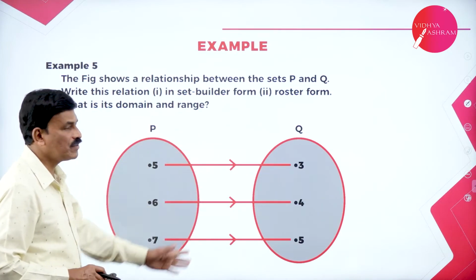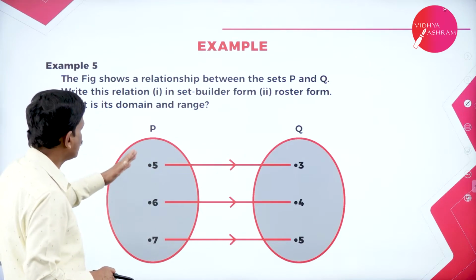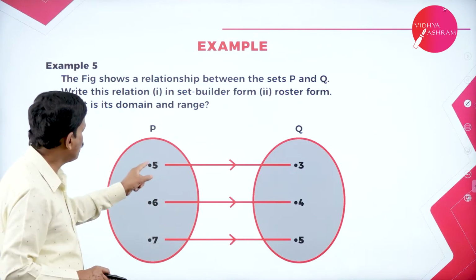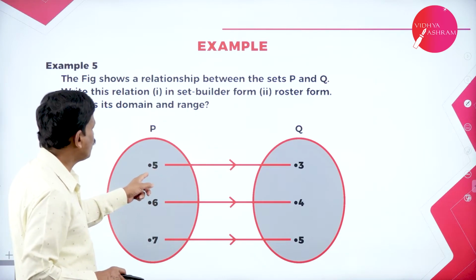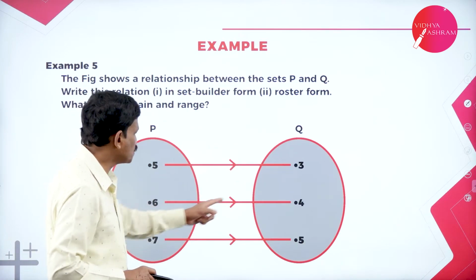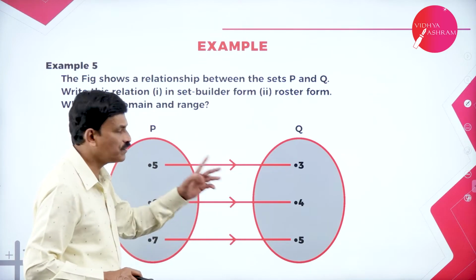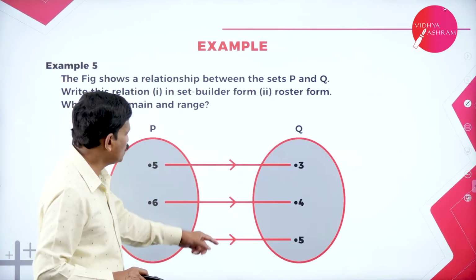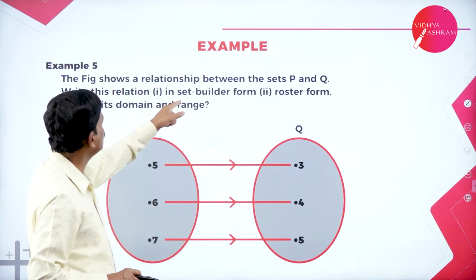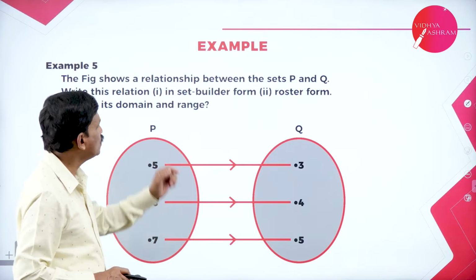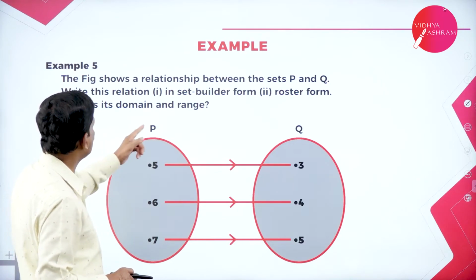The diagram is given. In the diagram they have represented the elements by an arrow mark. That is nothing but the relation is given here: 5 to 3, again 6 to 4, and again 7 to 5. The relation is defined by indicating this arrow mark. Now what we want to write is, write this relation in set builder form and roster form. What is its domain and range?